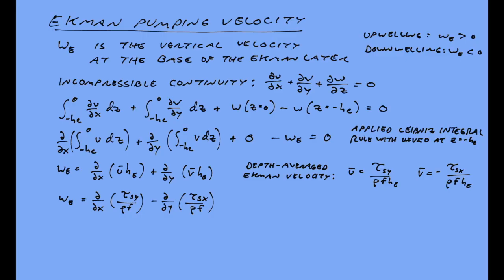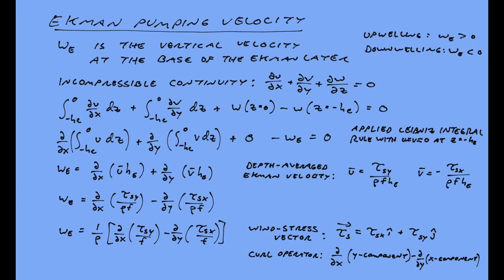Here we just simply substitute in the expressions for u bar and v bar, and we have the derivatives of wind stress components over rho f. Since we don't have to worry about the density variations, we can bring that right outside the derivative, and now we have w_E equals 1 over rho times the quantity d/dx of tau_sy over f minus d/dy of tau_sx over f. Notice the mixture of the derivative x with the y component, the derivative y with the x component of the wind stress.